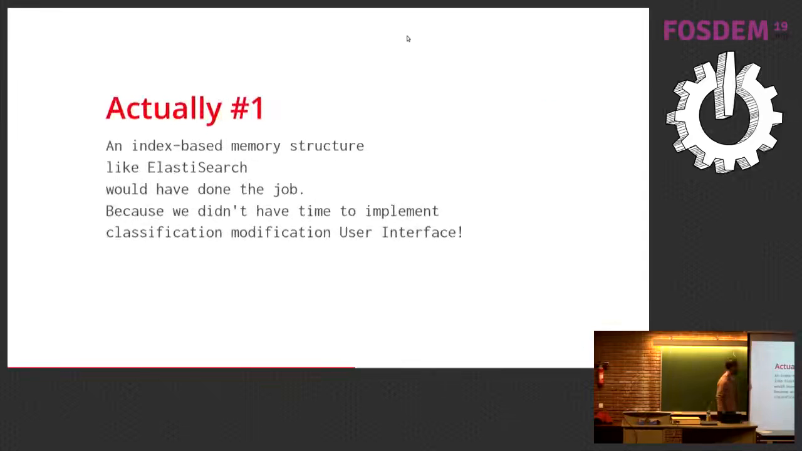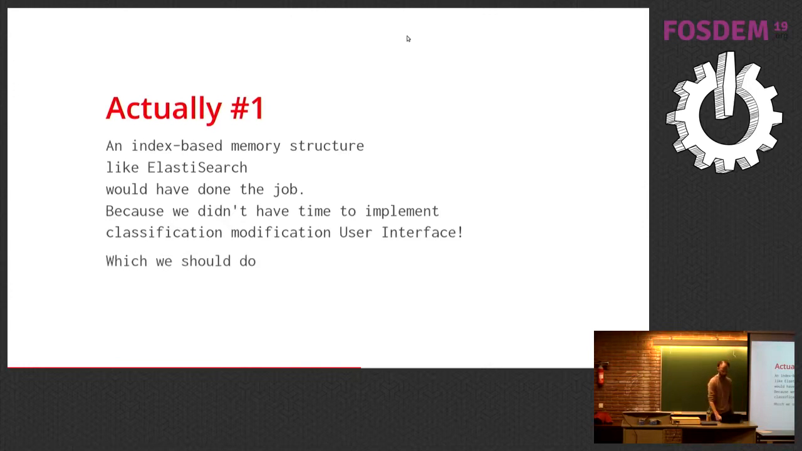Actually, an index-based memory structure like Elasticsearch would have done the job, because we didn't have time to implement the classification modification user interface. So our main feature, not having to reindex, was really crucial because we wanted the user to use our web application to change the classifications. So we didn't want to reindex because of users' actions. What you can do with the Neo4j database is just add nodes or remove nodes in the classification part, not in the flow part, which is the source.